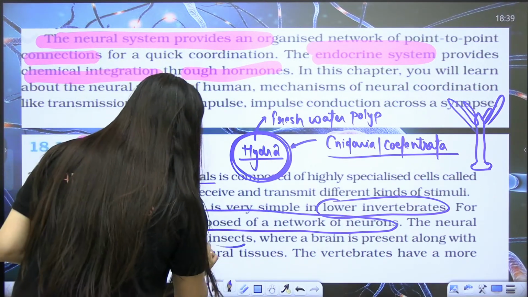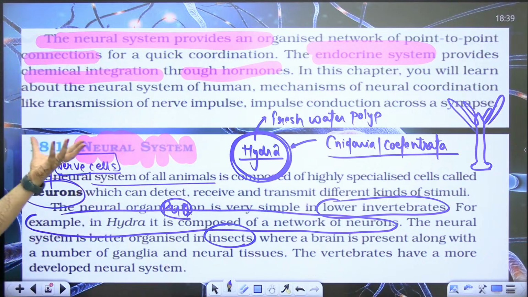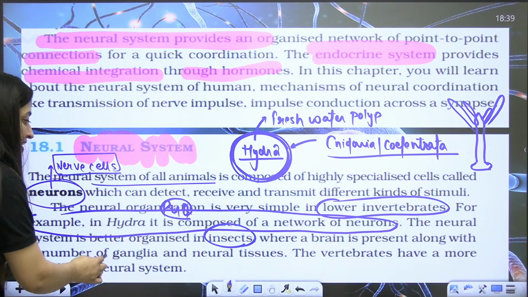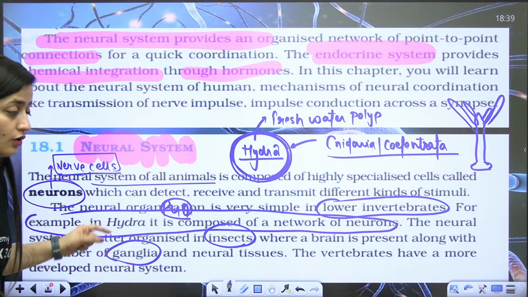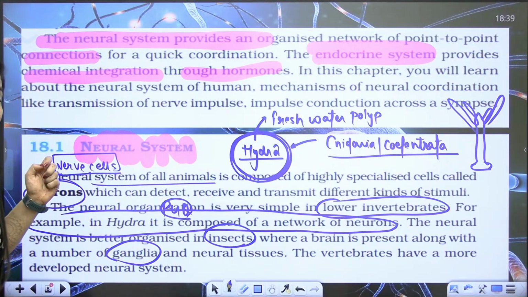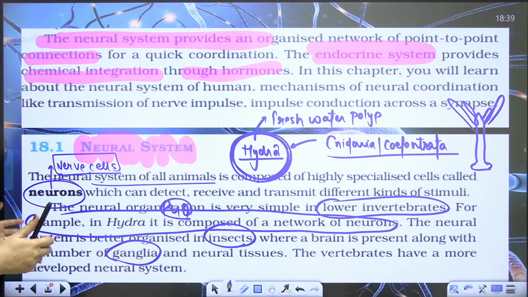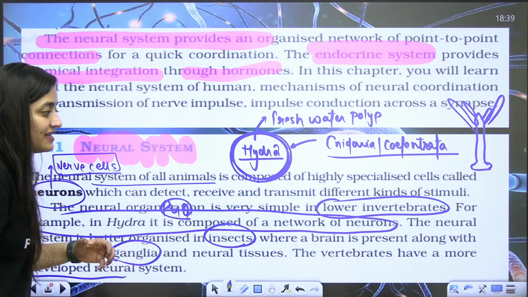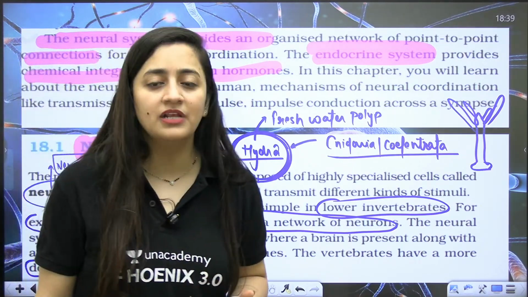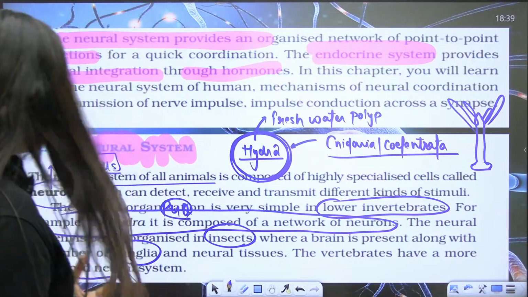So it is better organized in insects, right? Where a brain is also there along with a number of ganglia. I will discuss with you what is the meaning of ganglia, what is the meaning of tracts, what is the meaning of nerves, nerve fibers. We'll discuss everything, right? And that is obvious because vertebrates, having a vertebral column, are advanced organisms.